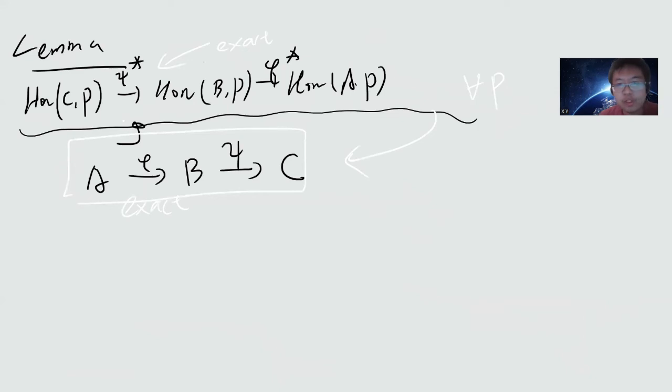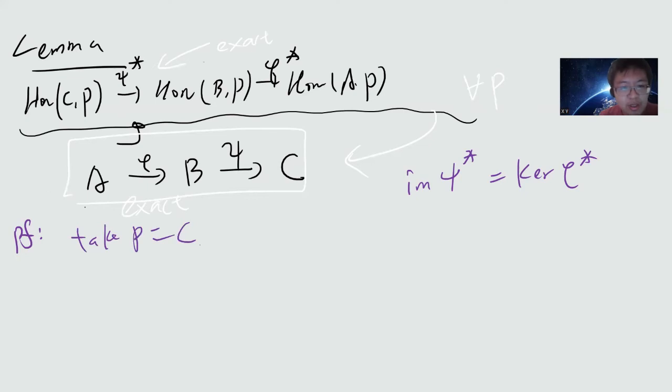Okay, so the goal is just to finish this, right? So let's go to a proof. In order to do this, we need to show the same thing, right? We need to show that the image of phi star is the same as the kernel of psi star. Okay, so one direction should be simple. Since P can be anything, let's take P to be C.